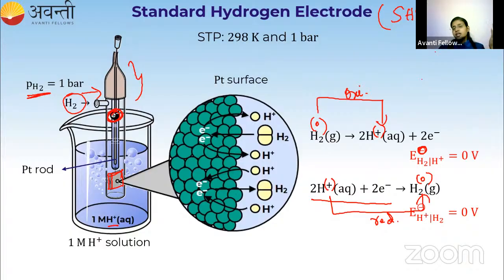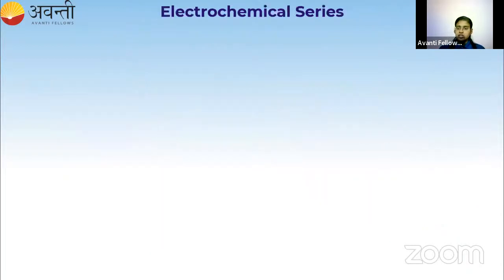Scientists have used instruments to find out the value of E naught for many metals, for many molecules. They have arranged those elements in a series, and that series is called the electrochemical series. In the series, they have arranged those elements in the order of increasing or decreasing value of E naught, and we call that the electrochemical series.